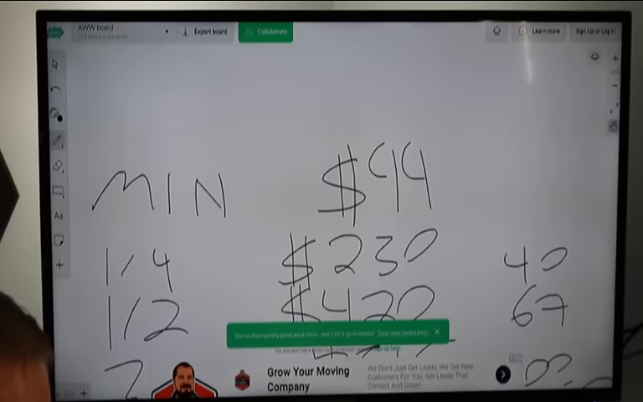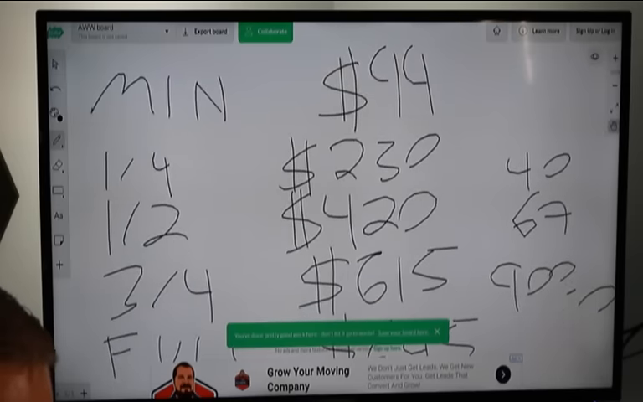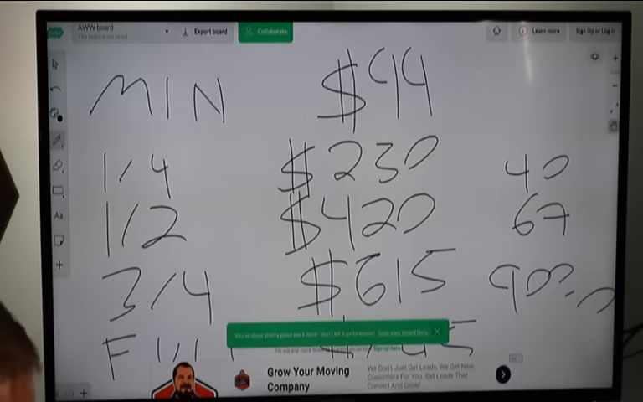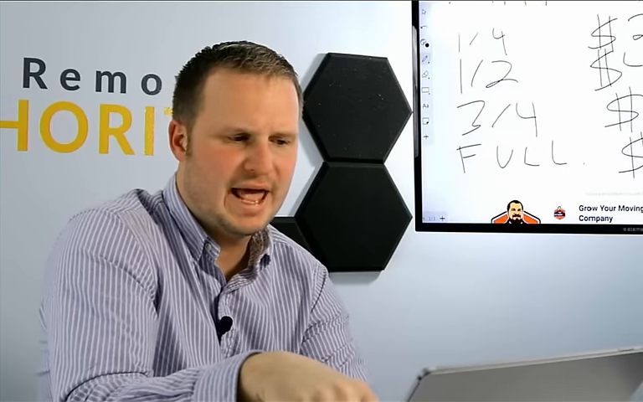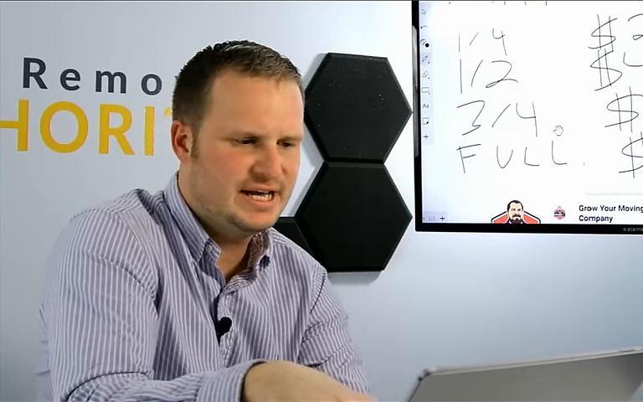So this right here is pricing for Mr. Kendall Timms down in Texas. 99 minimum, 230 quarter load, 420 half load, 615 three-quarter load, 695 for a full. Try it out, Kendall. See how it works.